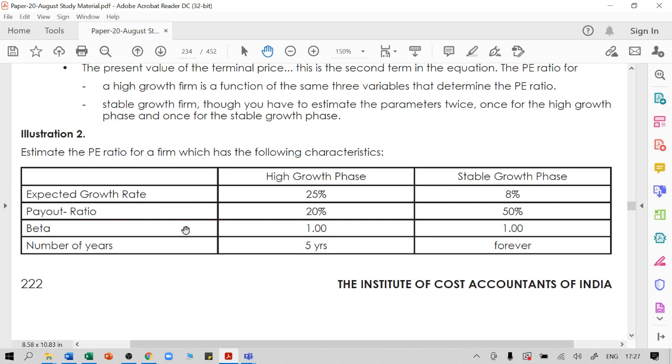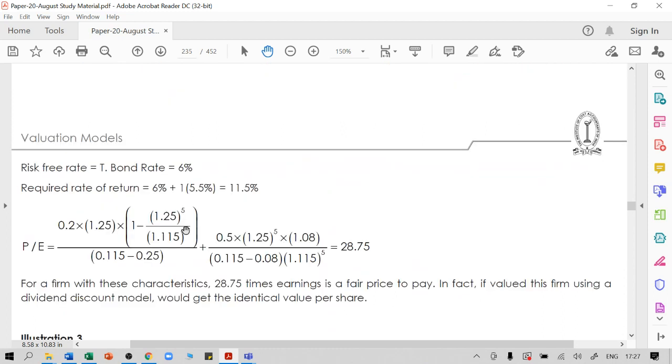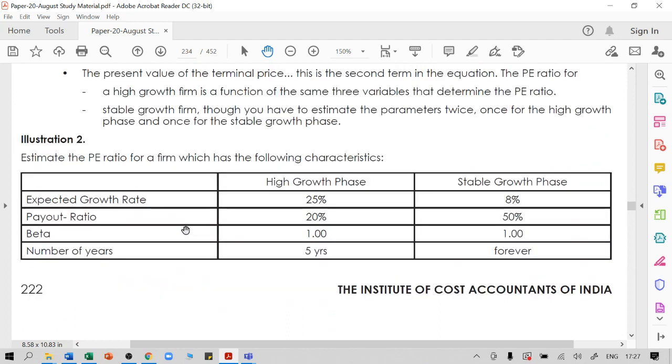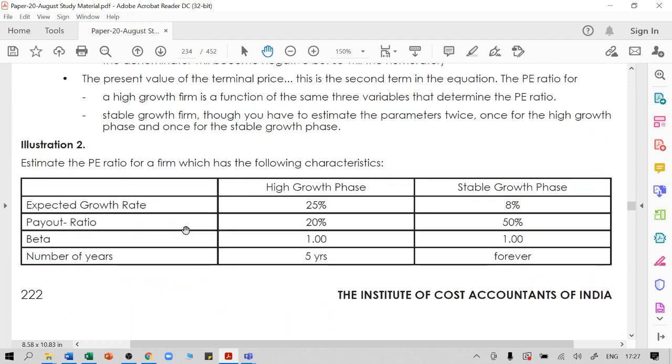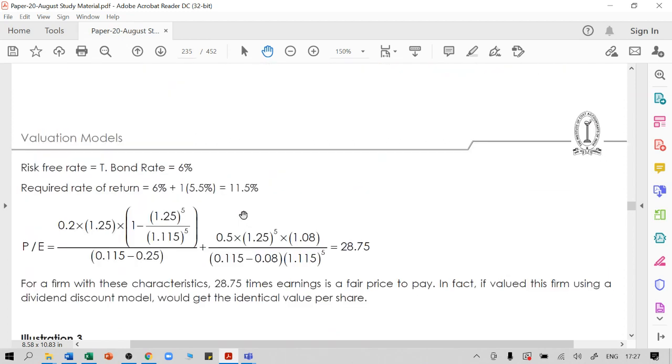Okay, so now this is the question. This is the situation in our hand. And let's make a valuation of shares of this company on the basis of the two-stage dividend discount model, and thereafter we will try to derive the formula also.